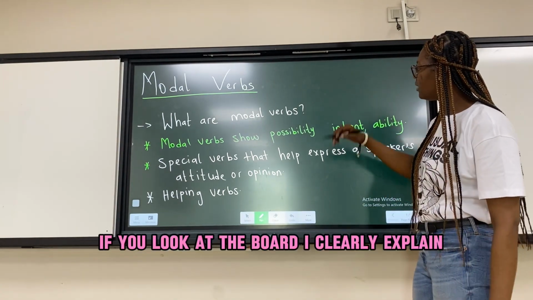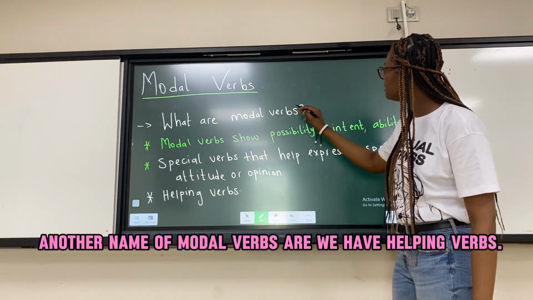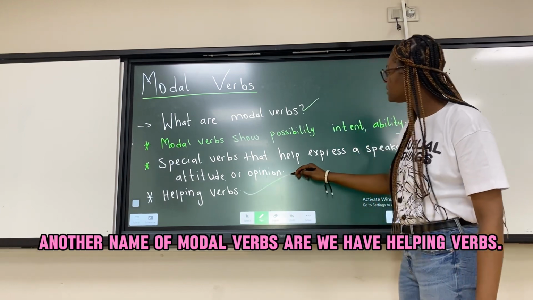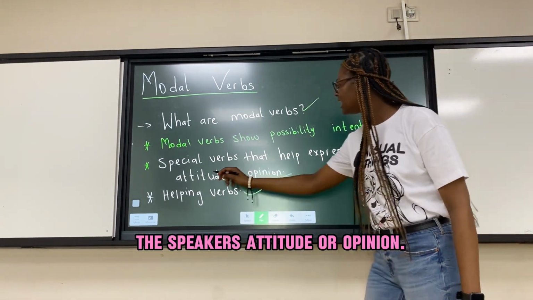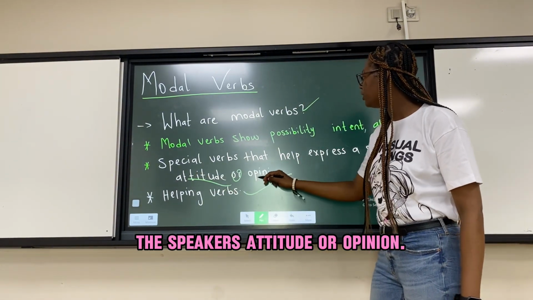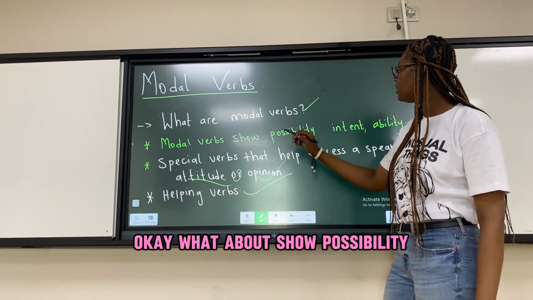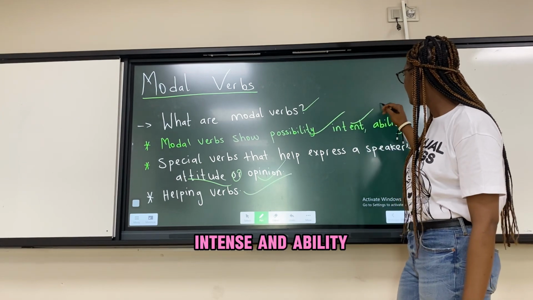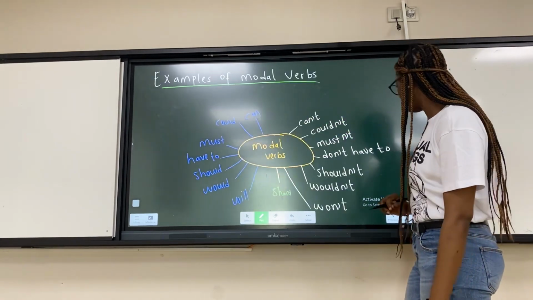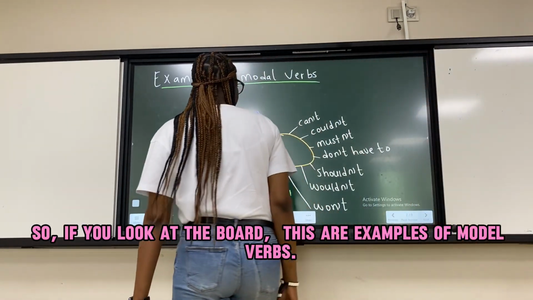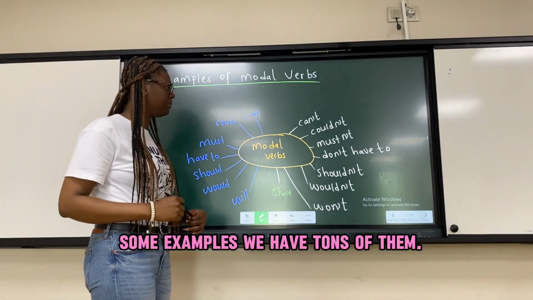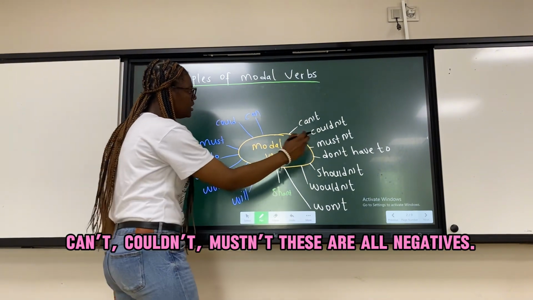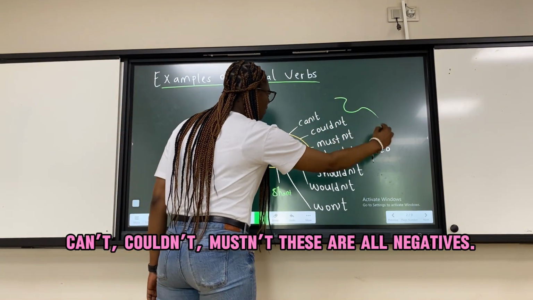If you look at the board, I clearly explain another name for modal verbs: we have helping verbs. They are special verbs that help to express a speaker's attitude or opinion. Okay? Modal verbs show possibility, intent, and ability. So if you look at the board, these are examples of modal verbs. Some examples, we have tons of them. Can't, couldn't, mustn't. These are all negative.